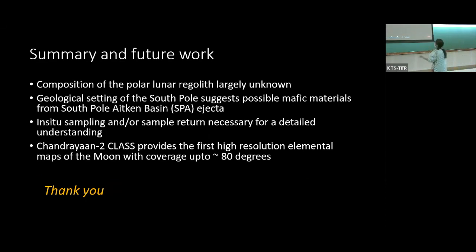The composition of the polar lunar regolith is largely unknown. The geological setting of the South Pole suggests possible mafic materials from the South Pole-Aitken Basin. So there is an asymmetry there if you go to the far side or the near side. In situ sampling or sample return is necessary for a detailed understanding. On Chandrayaan-3, you have an X-ray experiment, but that goes to about 60 to 70 degree latitudes, not really to the poles. So unless you really have in situ sampling at the poles, a detailed understanding is going to be difficult.